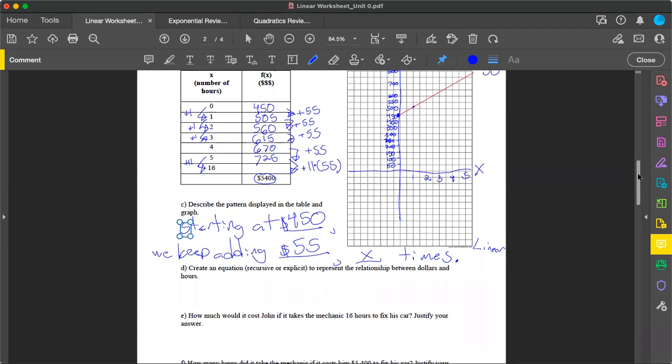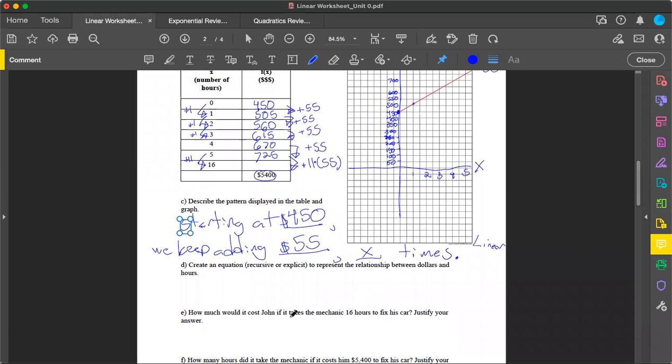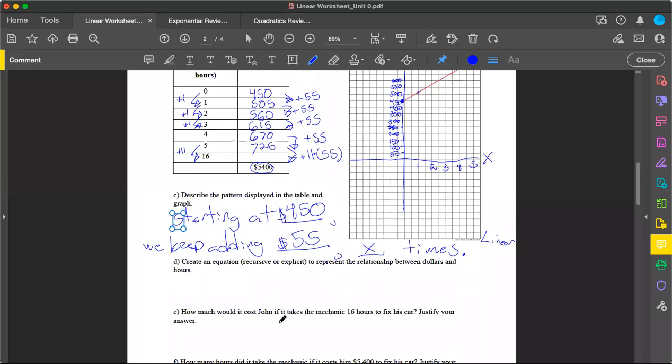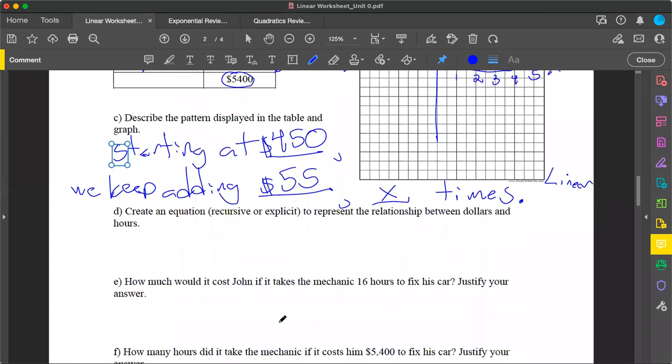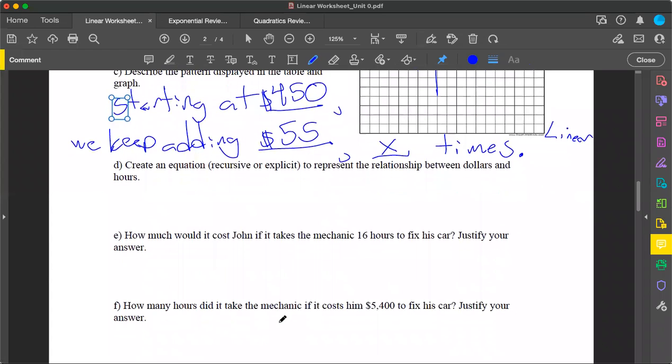Let's pop over to creating an equation. So this will be the last little example we look at for this video. We'll definitely deal with the rest, but we'll see how these are done. And I'll do my best to give as much detail as possible. So recall, if it's an explicit equation, it's going to be in that form, y equals mx plus b.